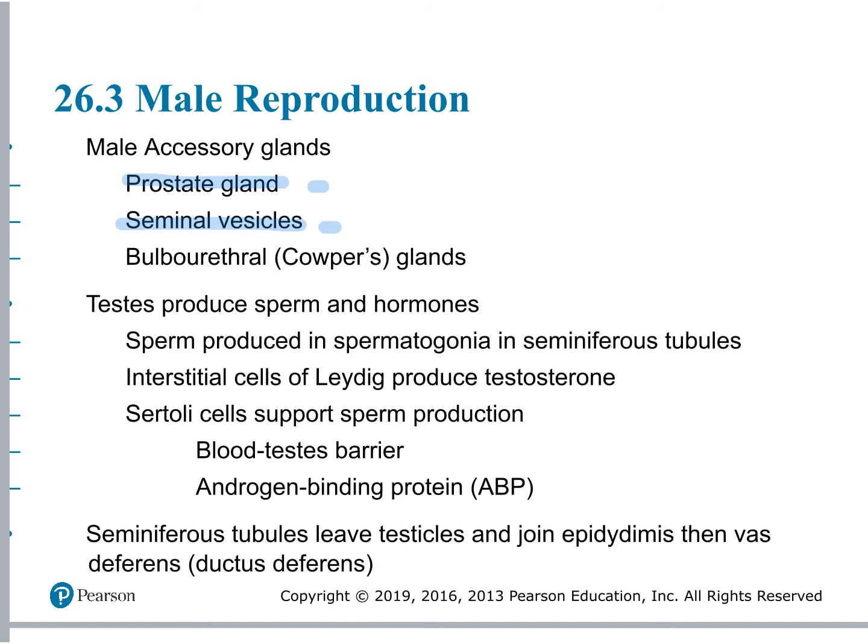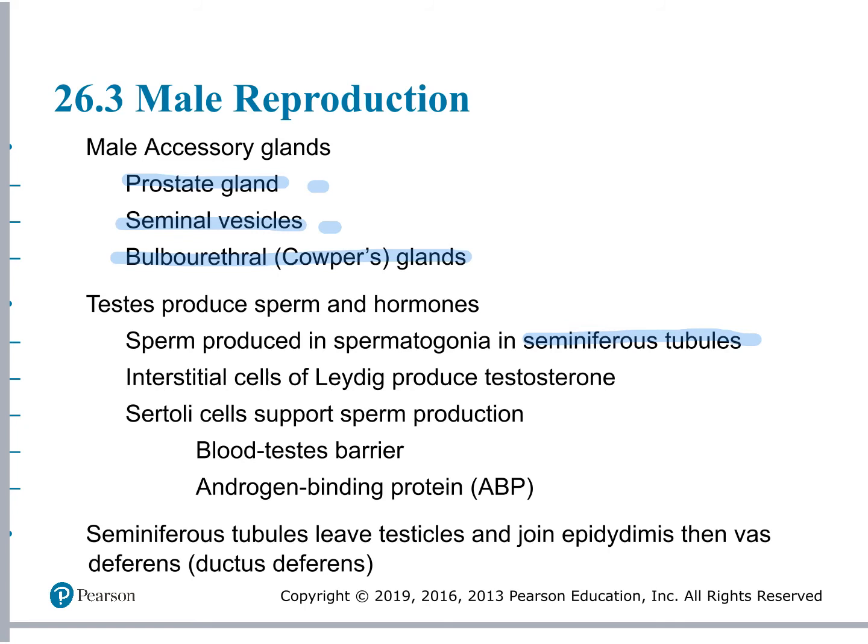The last male accessory gland is the bulbourethral gland, also known as Cowper's glands. These glands are found in the floor of the pelvic muscles. They empty into the urethra. The secretions from the bulbourethral glands are alkaline, so they help lubricate the lumen of the urethra. Plus, they also will buffer any acidic urine still left in the urethra. And also, the bulbourethral gland will lubricate the tip of the penis to help with insertion into the female reproductive system.